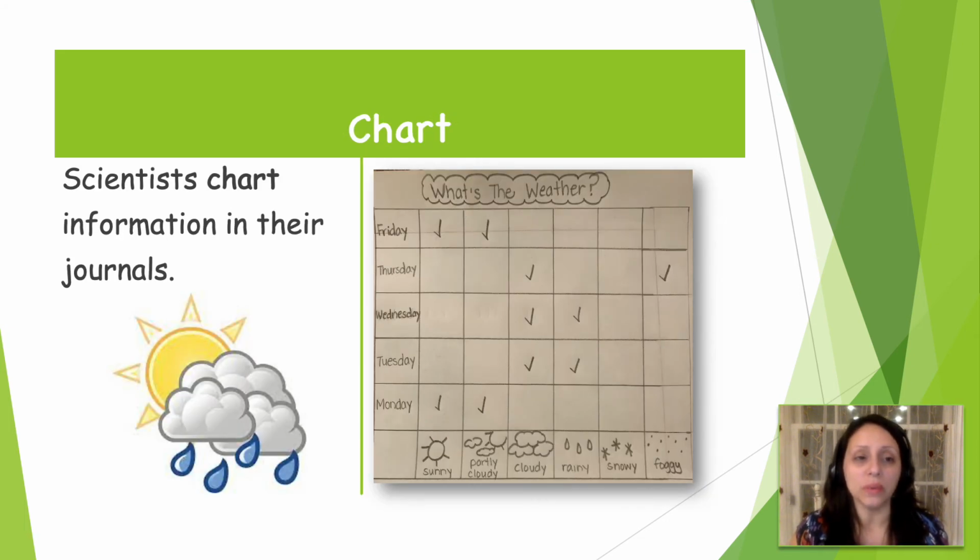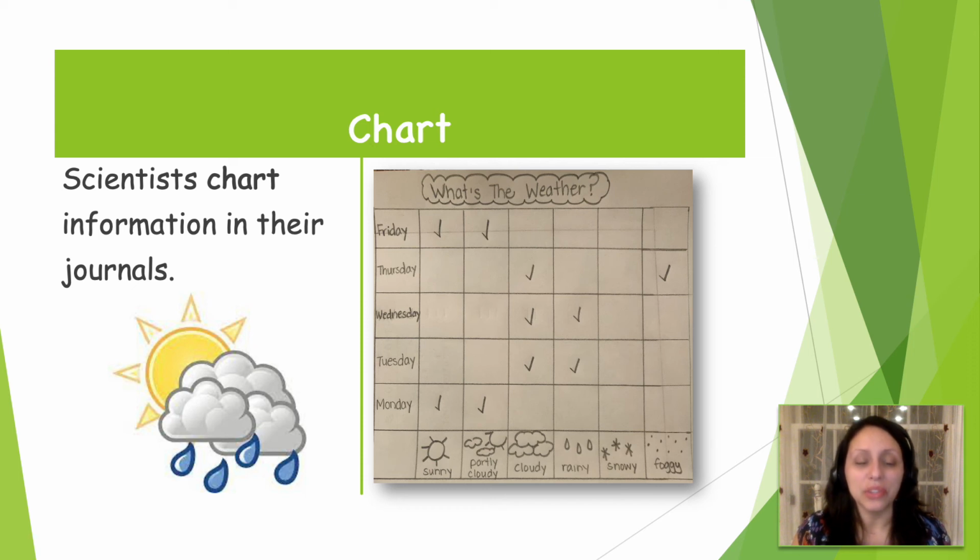Scientists also chart information in their journals. This is another way for them to capture the information of what they've observed. So I've labeled my chart, "What's the weather?" because I wanted to know what the weather was like across 5 days. I went outside Monday and I noticed the weather was sunny and partly cloudy.